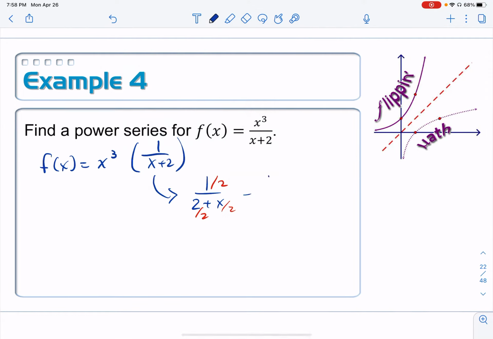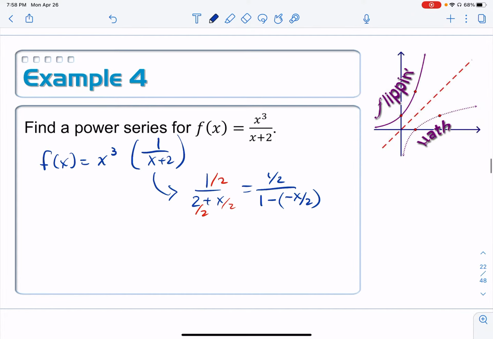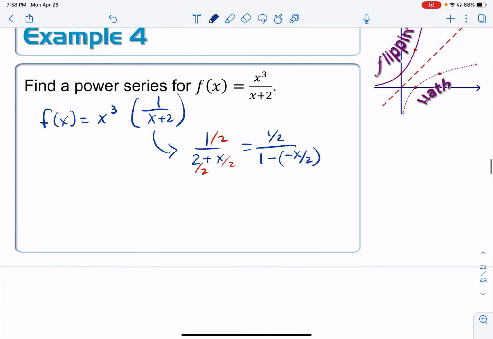Okay, and then I have 1/2. Looks like that's going to be my first term, over 1, plus x over 2. I need it to be minus, so I'll make that a negative x over 2, like so, right? All right, so then the power series for that part, summation from n equals 0 to infinity.